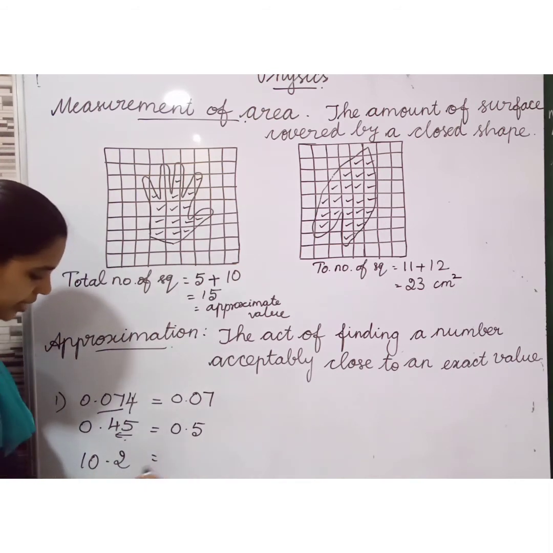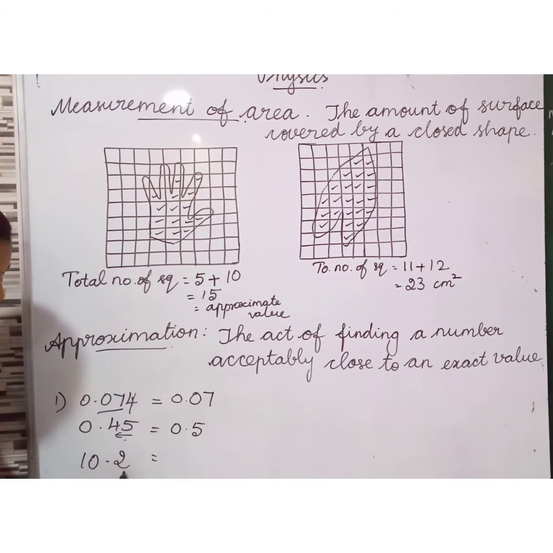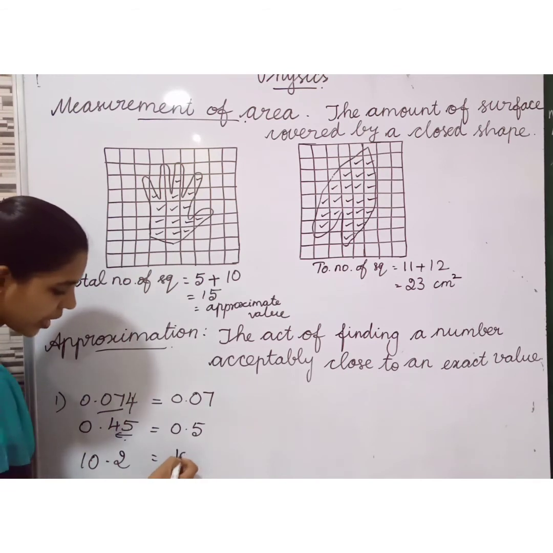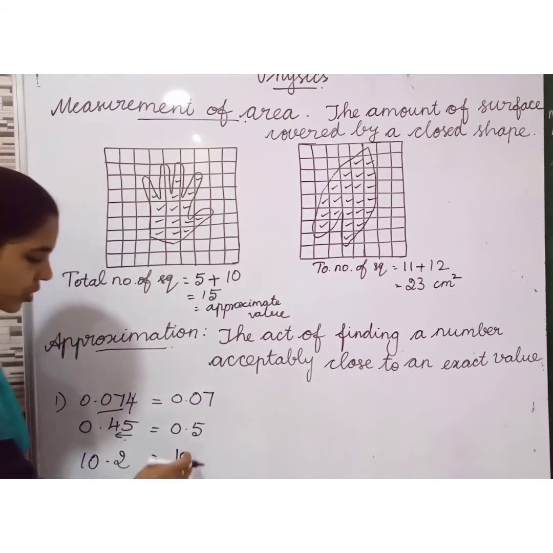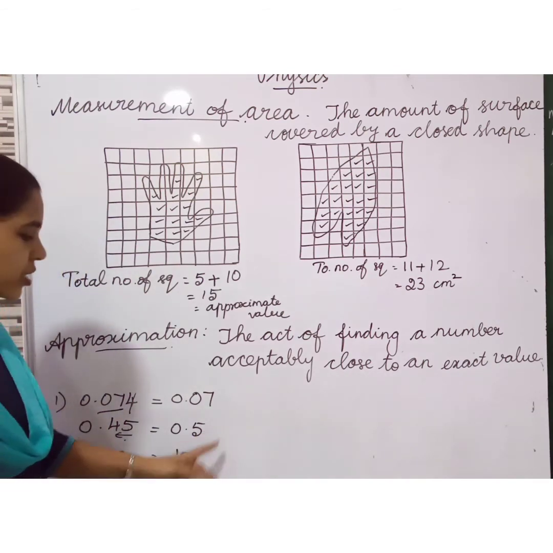10.2. How do we write this? Listen here. This is the first digit number, and this number is less than 5. So how to write? We cannot add to this number here. So the answer is 10. This is the approximate value.